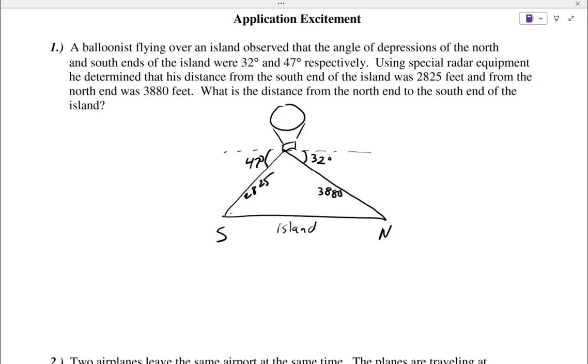How might we attack that? Good, exactly right. So to figure out what this angle is here, we notice that those three angles together make a straight line. Which means they have to add up to 180, right? So 180 minus 47 minus 32 gives you what?